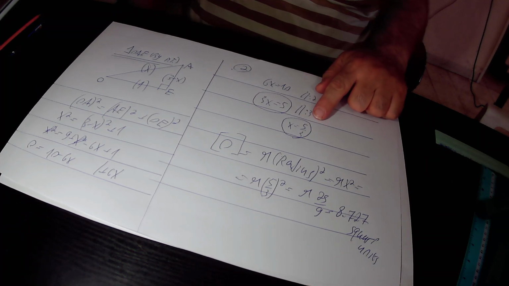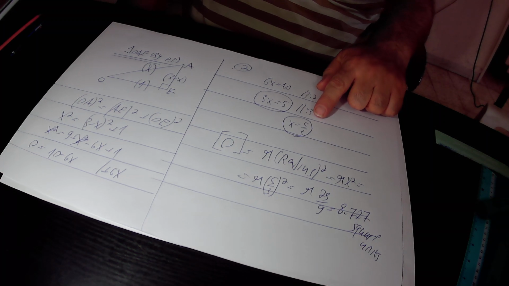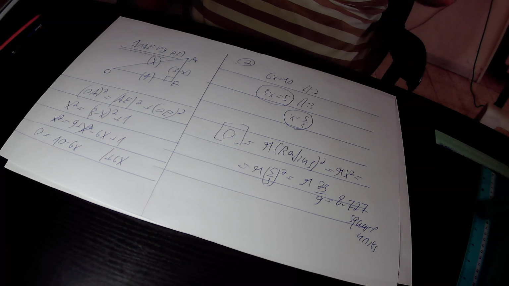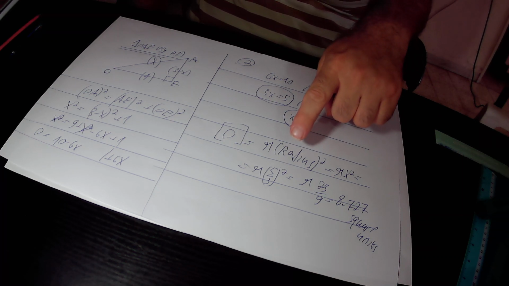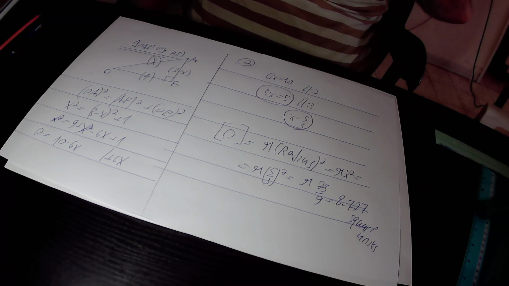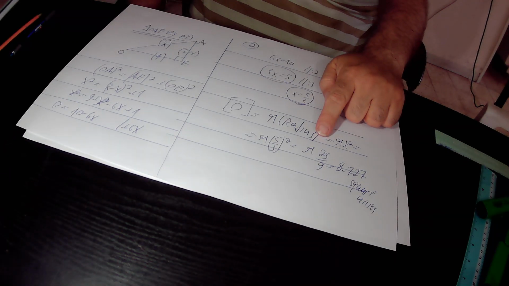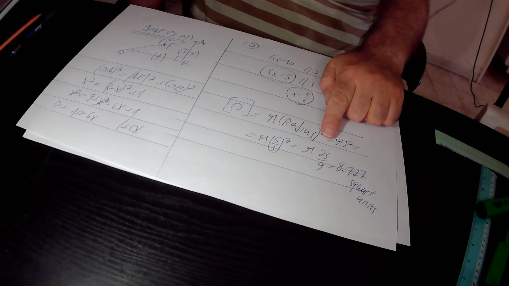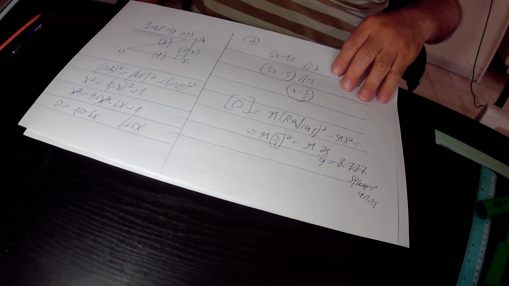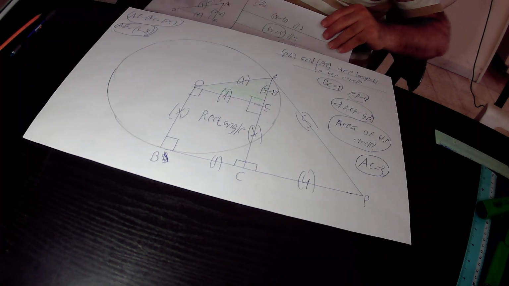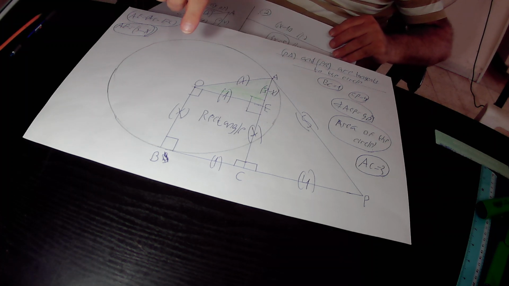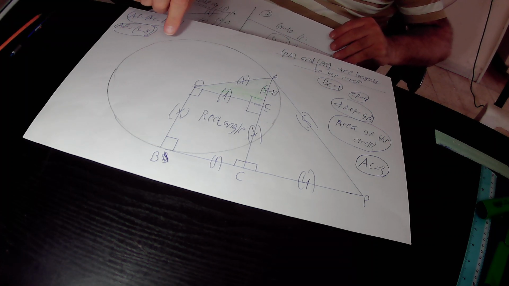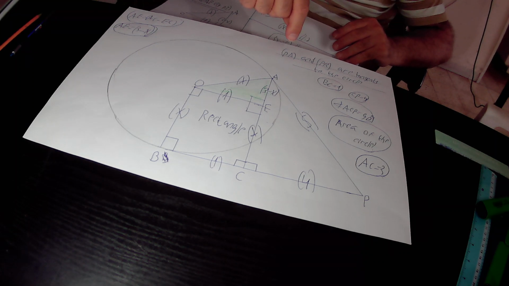x equals 5 over 3, therefore x squared must be equal to (5 over 3) squared. So in total the area of our circle is equal to pi times (5 over 3) squared. 5 over 3 squared equals 5 squared, that is 25, over 3 squared, that is 9. So in total we found out that the area of this circle is equal to 25 pi over 9 square units. In terms of numbers, the area of this circle is equal to 8.727 square units.